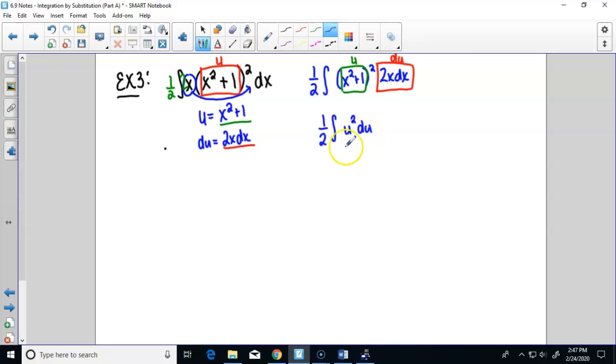So to integrate that, I'm just going to leave the 1/2 out front for right now. This is just a coefficient. Just as before, what would I get whenever I integrate that u squared? Just integrate the u squared. Good.